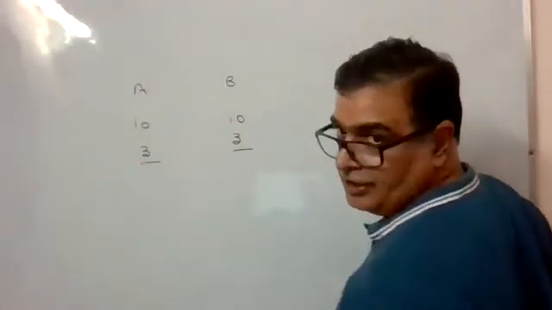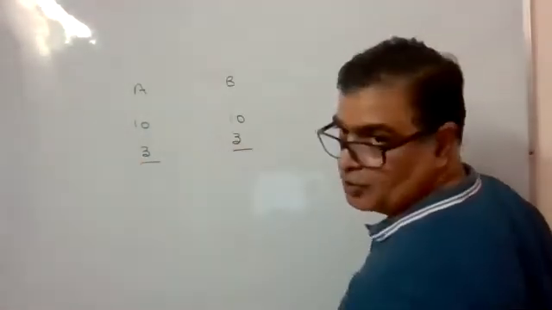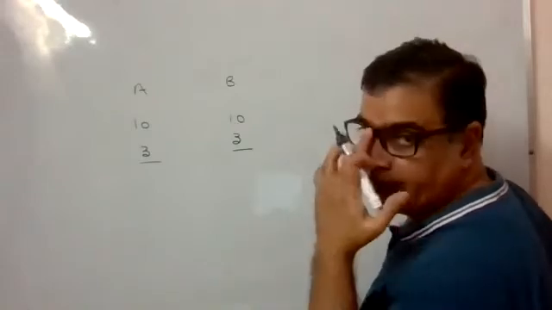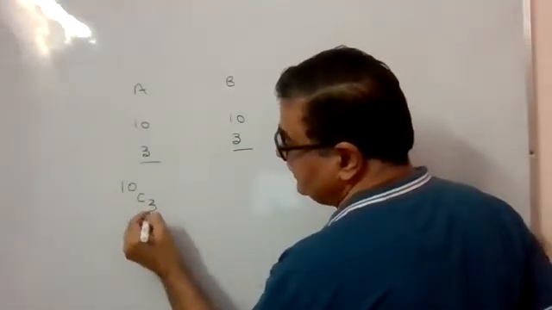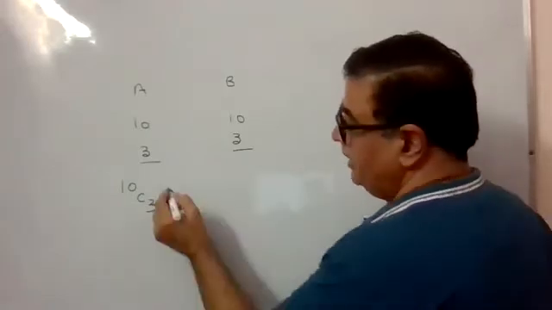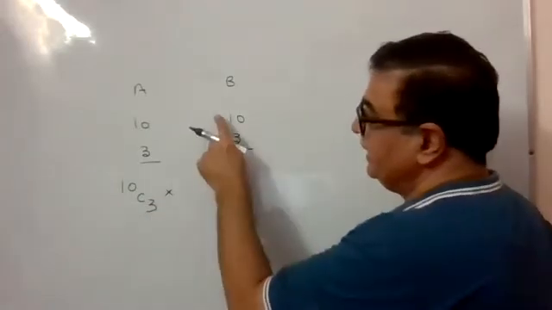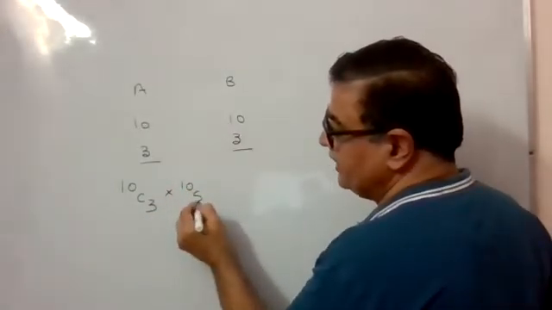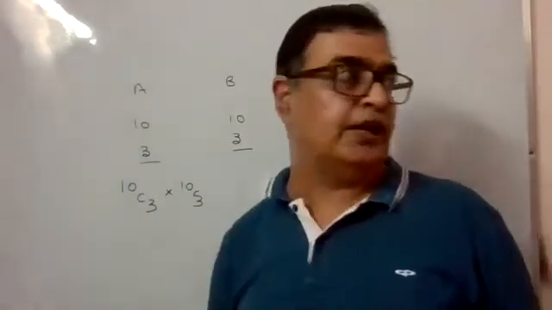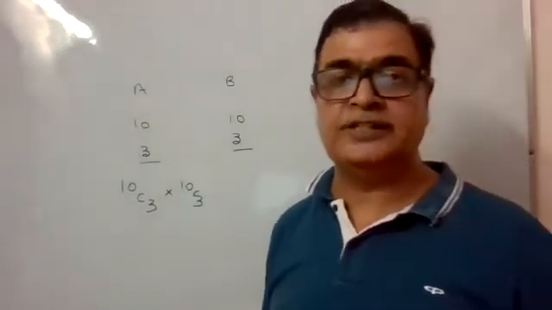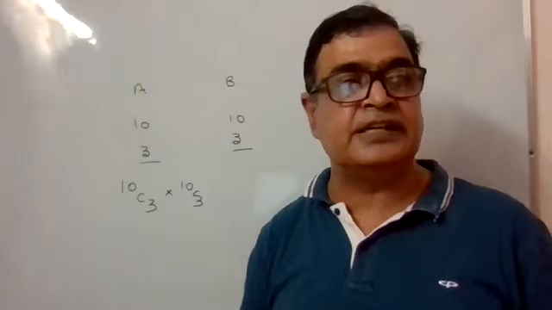Out of 10, 3 to be selected. How many ways will we do it? So 10C3, into, then again 10 are there and 3 to be selected. So 10C3 into 10C3, that will be the total ways he can attempt the paper.